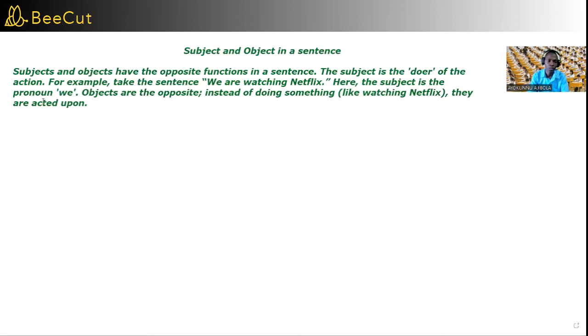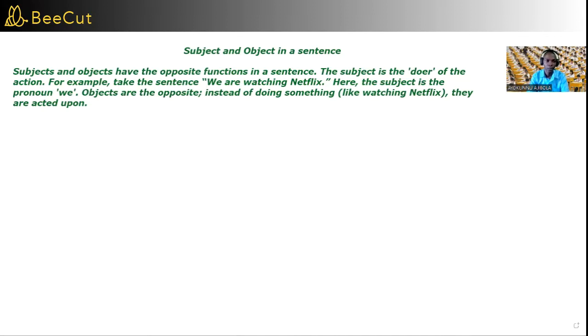In other words, we say subjects are the things or people who perform the action conveyed in a sentence, while the receiver of the action is the object. I'm going to be calling up some examples here where we're going to be underlining the subject and object in a sentence. Let's take sentence 1.